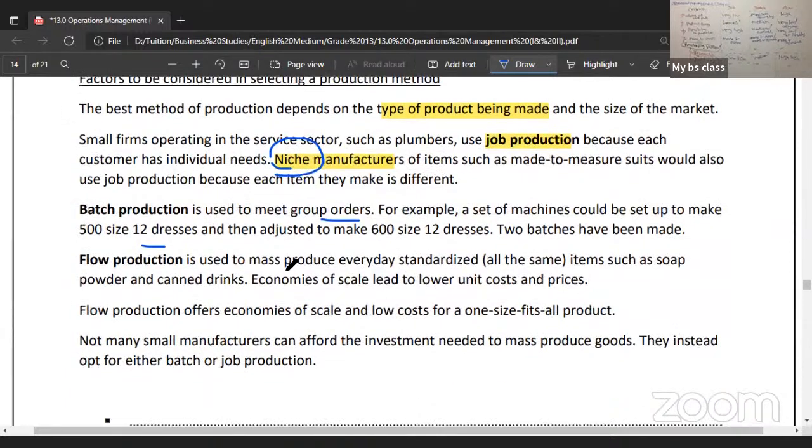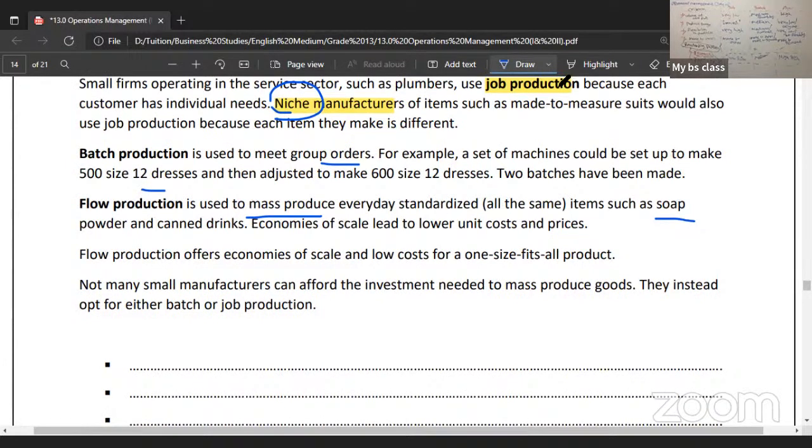And flow is the mass production. Mass production is a standardized product which is highly identical, such as soap powder. You think about it, there's no difference. And some canned drinks, soft drinks, all the steps. And then the economies of scale will be achieved. Right? This is a very good point. Flow production offers economies of scale and low cost for one size fits all.